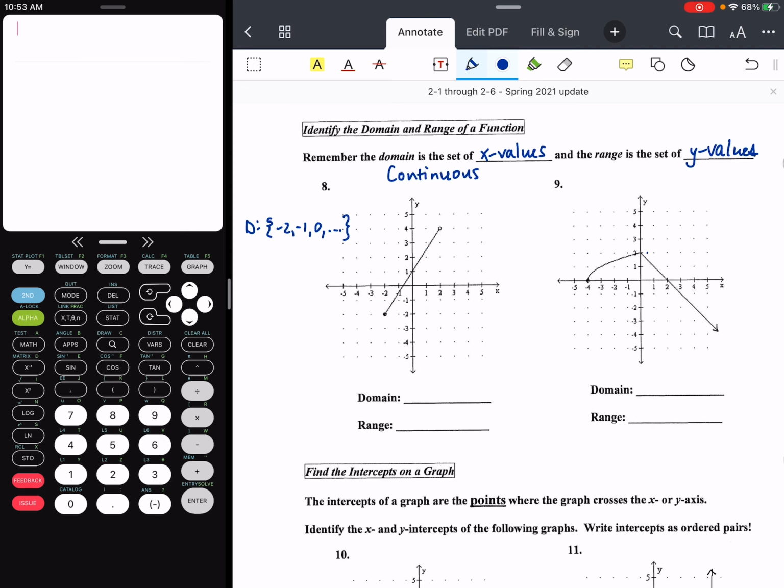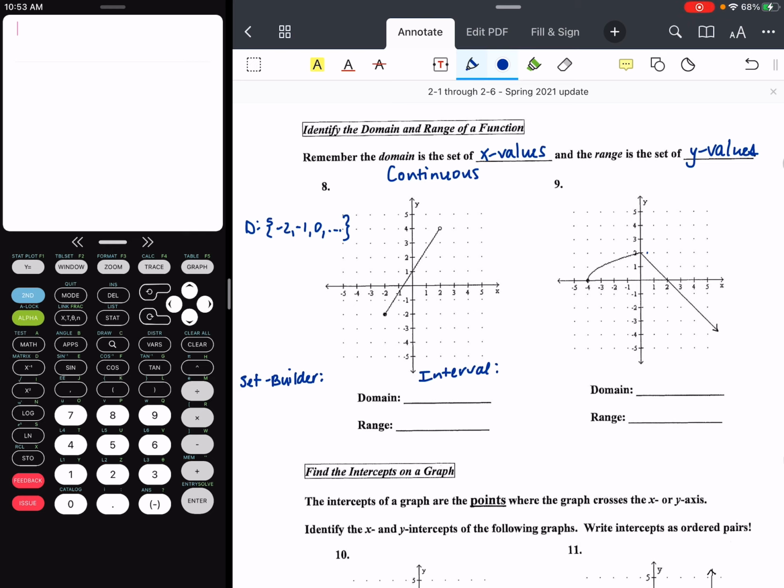So we have to account for all of those different values. So for these continuous functions, we're going to be writing our domain and range. I'll primarily write these in interval notation, but I'll also rewrite these in set builder notation. So you can see what that looks like.